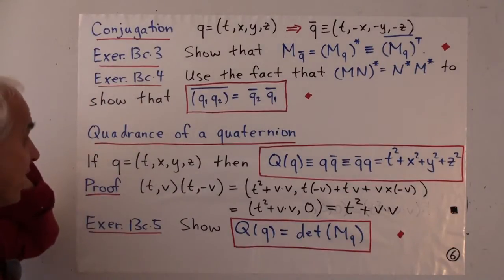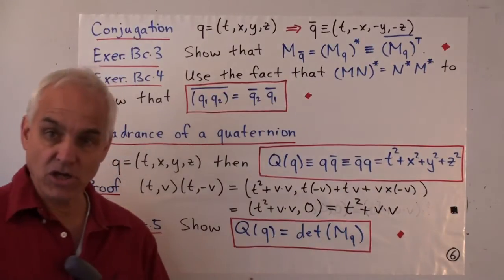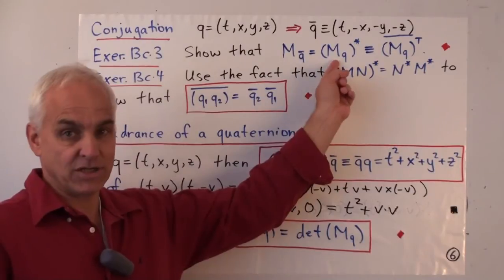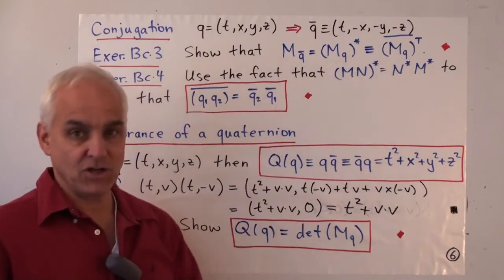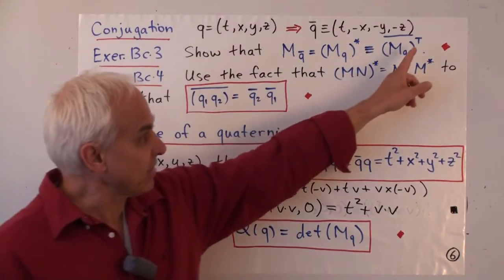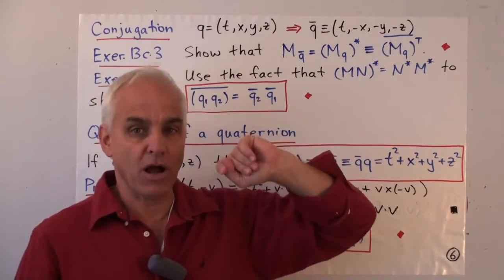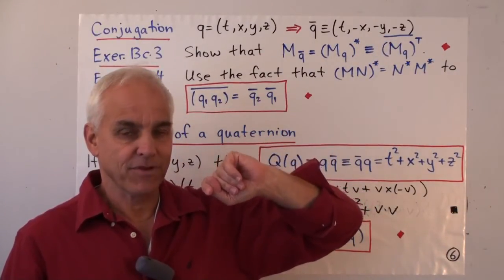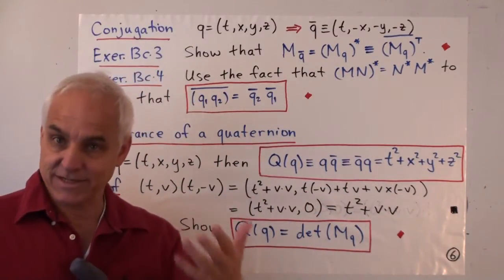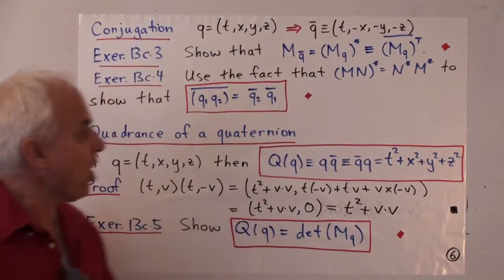And now there's a few exercises for you to do. The first one is to show that the matrix associated to the conjugate of q is the Hermitian conjugate of the matrix associated to q. It's usually denoted by a star. And what that means is it's the transpose of the matrix M sub q, all of whose entries are complex conjugated. There's a standard operation in linear algebra with complex vectors and matrices: the Hermitian transpose or conjugate.